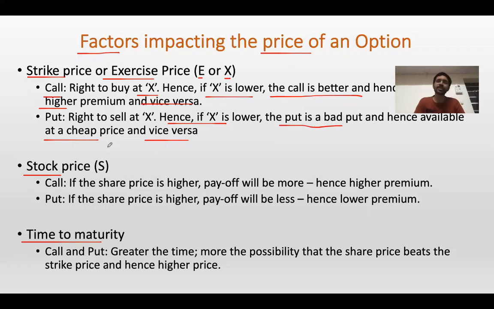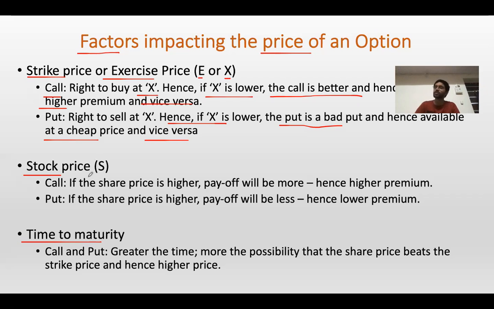Now coming to the second factor that influences the premium, which is stock price. A call option will get exercised when the stock price is greater than the strike price. A put option, we'll discuss later when it will get exercised. So now the call option's payoff, if you're able to recollect, if it has a positive payoff, will be S minus X.